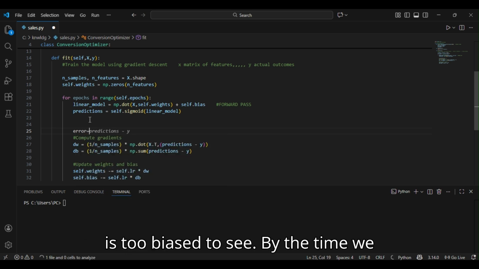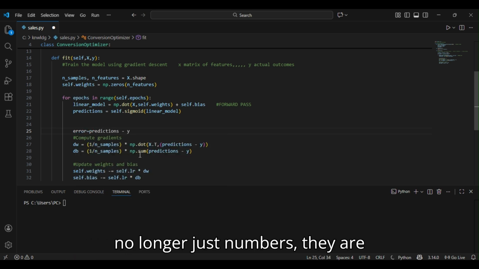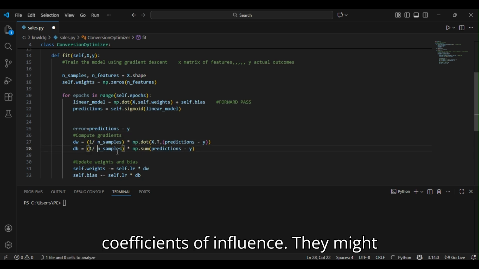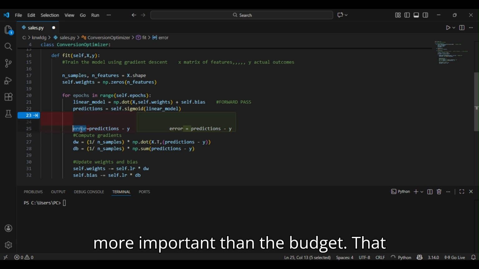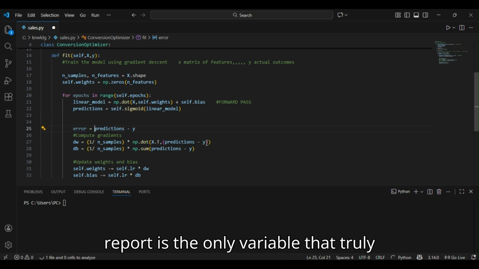By the time we reach the final epoch, the weights are no longer just numbers. They are coefficients of influence. They might tell you that response speed is 3 times more important than the budget. That report is the only variable that truly moves the needle.